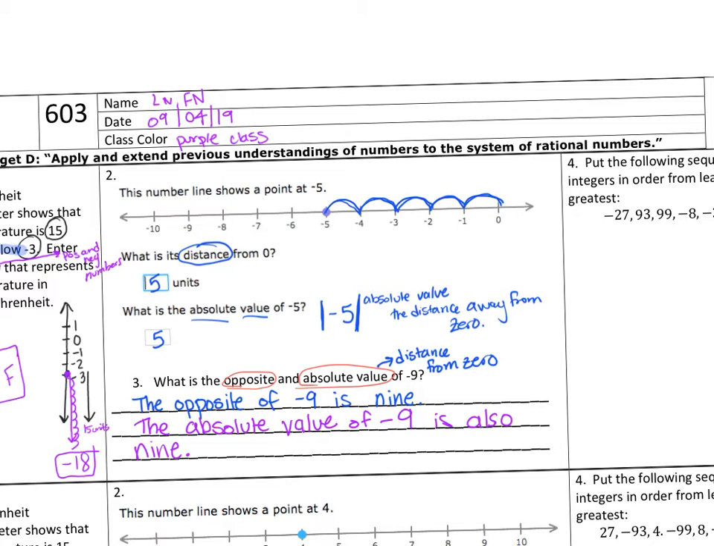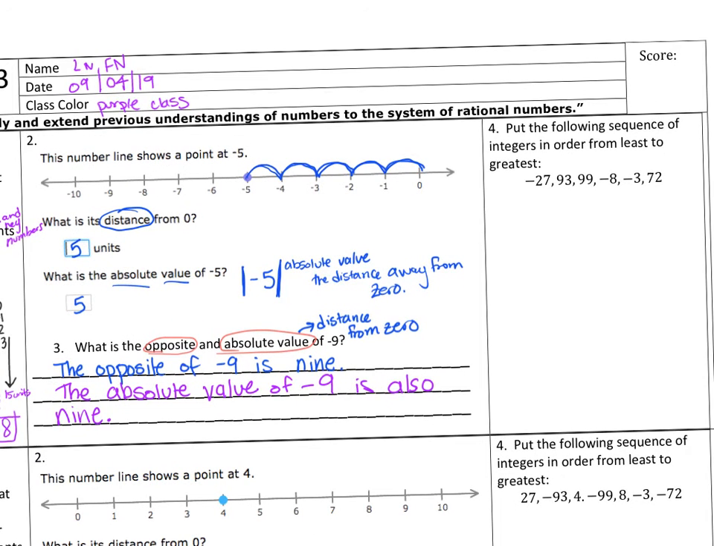Now let's look at number 4. Number 4 says, put the following sequence of integers in order from least to greatest. Now, let's recall. What does integers mean again? Integers just means positive, go ahead and write this, positive and negative numbers. Okay, now it's saying put them in order from least or lowest to greatest.